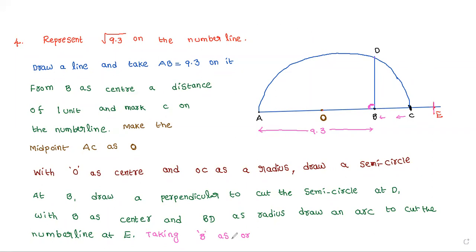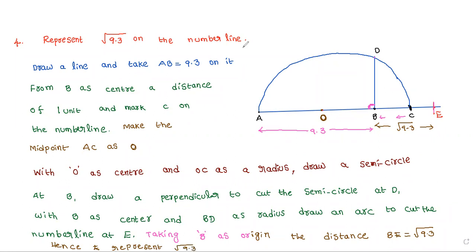Next line. B as origin, the distance BE is equal to square root of 9.3 units. Hence E represents square root 9.3.